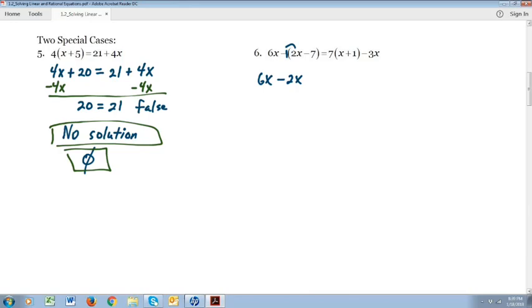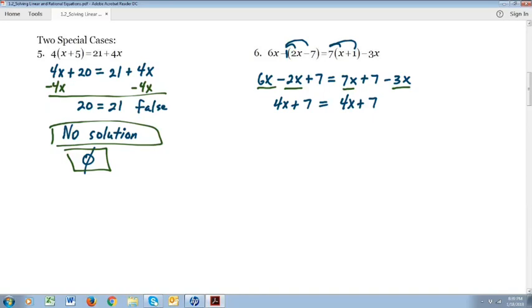Distribute the -1 there, you get a -2x and a +7. On the other side, you got to distribute that 7 and bring down the -3x. We still have some like terms. We're going to get 4x plus 7 on the left. On the right, we have the 7x and the -3x, which is 4x. We're left with 4x plus 7.